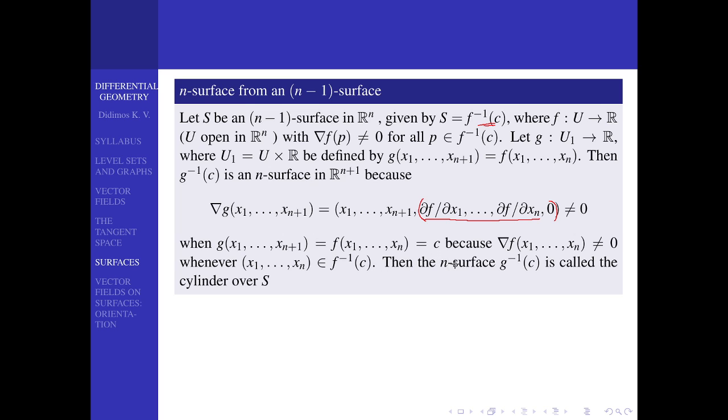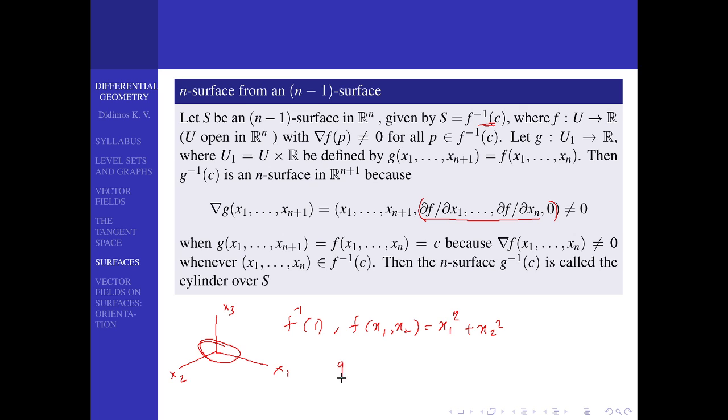So this surface is called a cylinder. For example, we can consider the surface f inverse of 1, where f of x1, x2 is equal to x1 square plus x2 square, and this is the circle in the x1 x2 plane. I call this axis x1, this is x2, and this is x3. So this is a circle in the x1 x2 plane, this f inverse of 1.